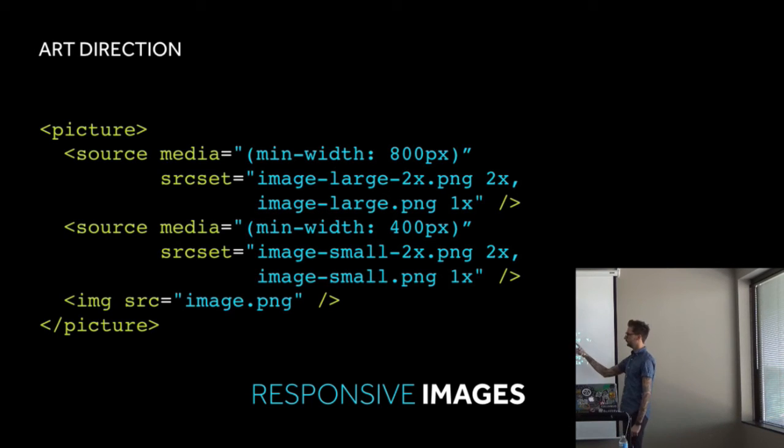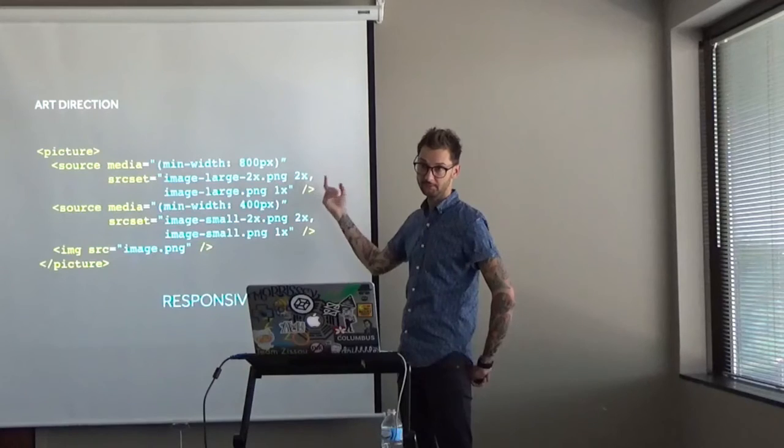So it first looks at the media attribute and looks at the media query inside there. And if your browser fulfills the needs of this media query, then it serves up this image. I can still use pixel ratios here, so I can use 2x and also 1x, which is nice.